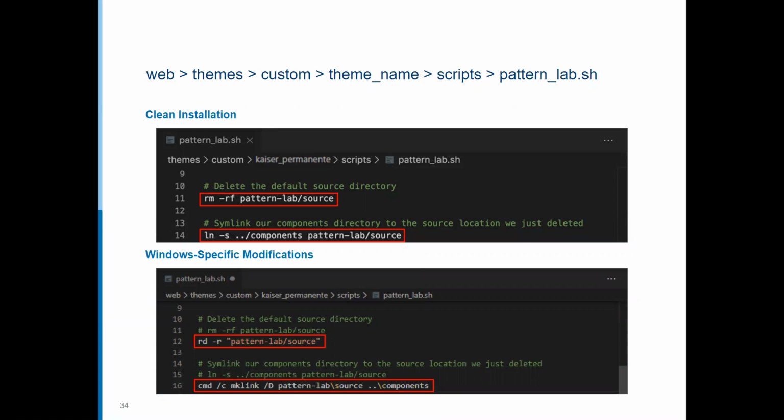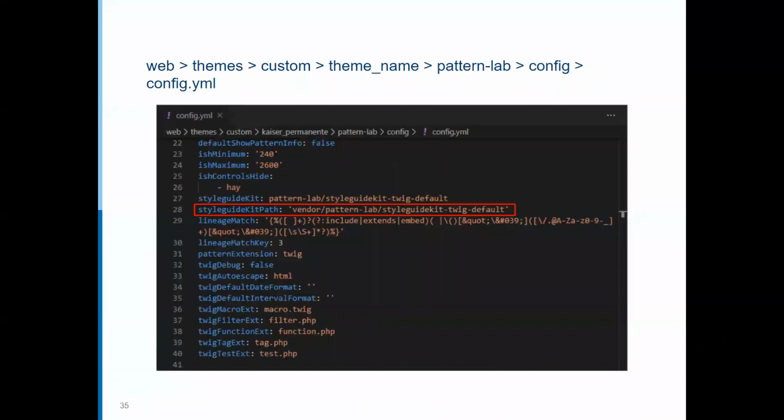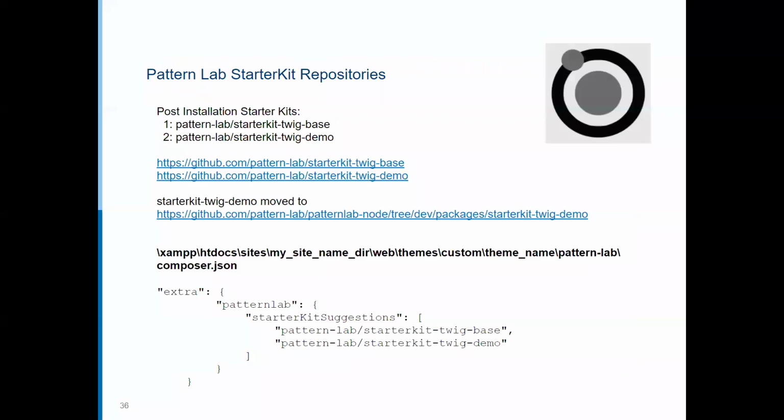But just know that if you're running into errors in the installation process, it could be based on this page also. And then there was another error that occurred that I had to manually change, is that when it created this style guide kit path, it did not put this vendor Pattern Lab style guide kit twig default. It automatically created a different path. So you have to change it to this path in order for it to work. And this is whether you're on a Mac or a PC.